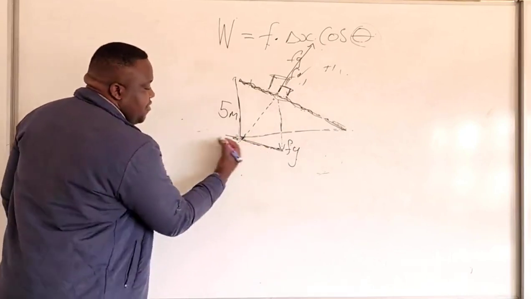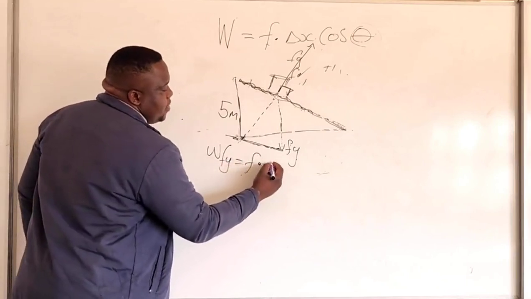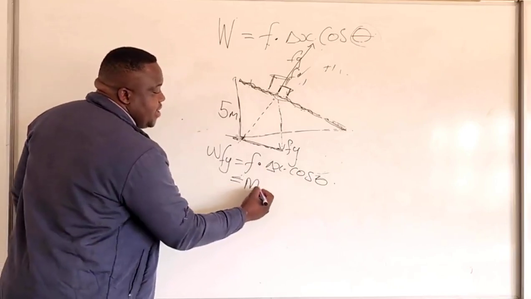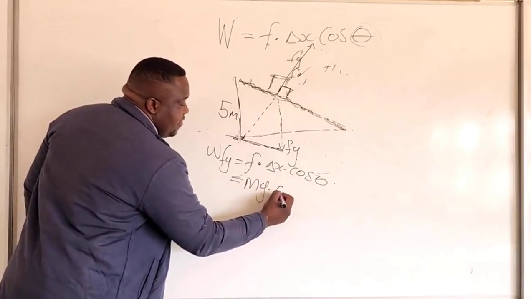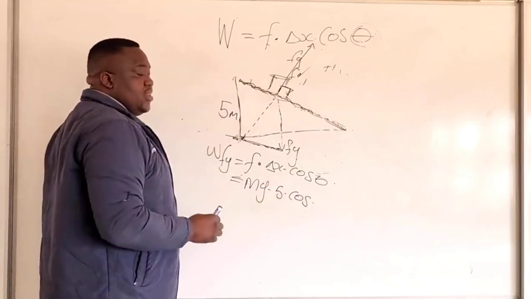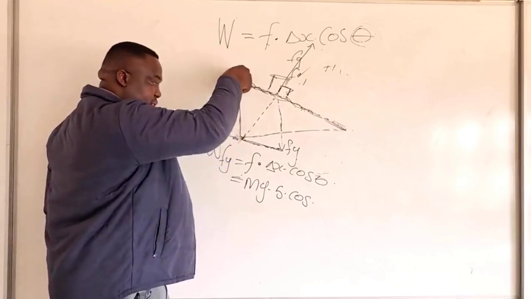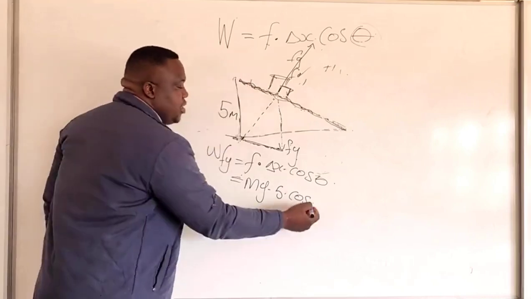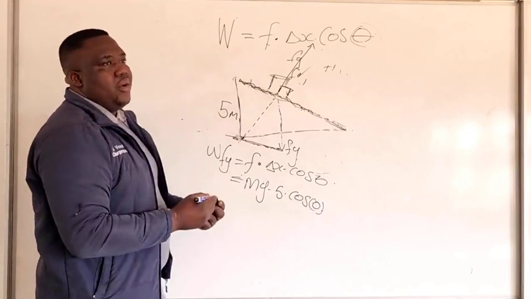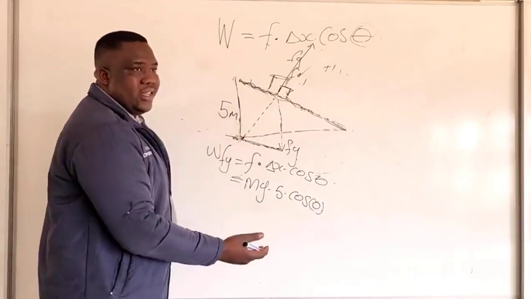Work done by gravitational force is going to be F delta x cos theta. Meaning that for that one, we're going to say mg, then 5, cos. The object is moving down. When it is moving down, it is doing positive work because gravitational force is always downward. And the object is moving down, meaning we're going to have cos 0. I will explain this cos 0 in more detail after by doing a question. This is just an explanation.